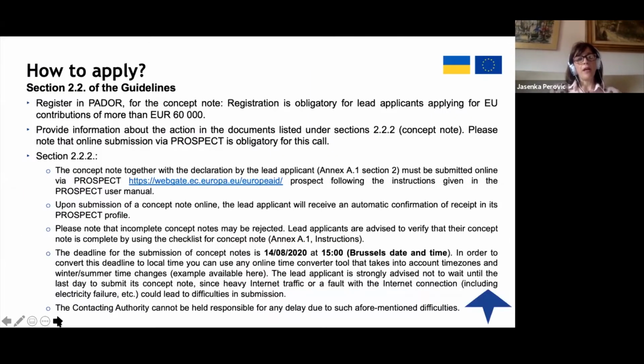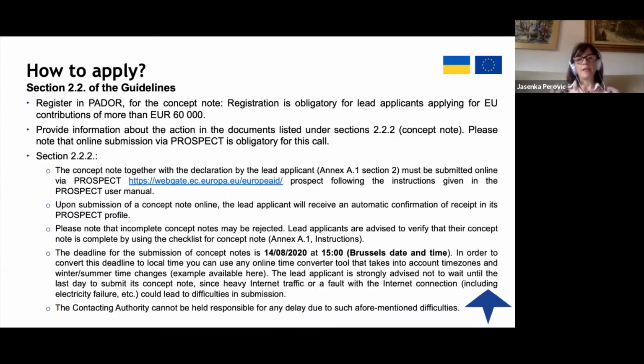So how to apply? Section 2.2 of the guidelines provides you this information. Basically, as mentioned before, you have to register in PADOR for the concept note. The lead applicant has to be registered, for all contributions that are more than 60,000 euros. If we go to the guidelines for applicants, you will see that for all lots, the minimum amount is much more than 60,000. Therefore, you have to register in PADOR.